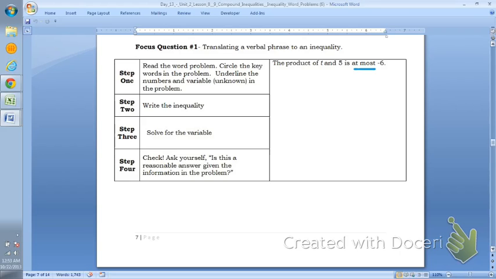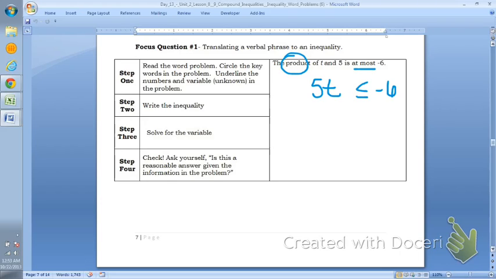So at most, like at most we have to spend, well that's a maximum, right? At most what? -6. That's our maximum value. So standard form says you have your inequality symbol and then your maximum value. The product is a key word. What does product mean? Hopefully you said multiply. The product of t and 5. Would we write t times 5 or t5, or would we write 5t? We should write 5t to show multiplication.